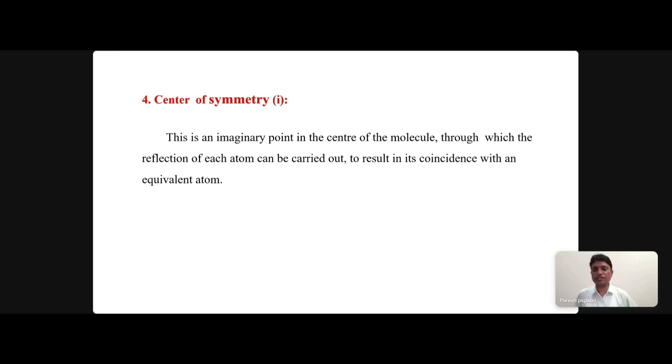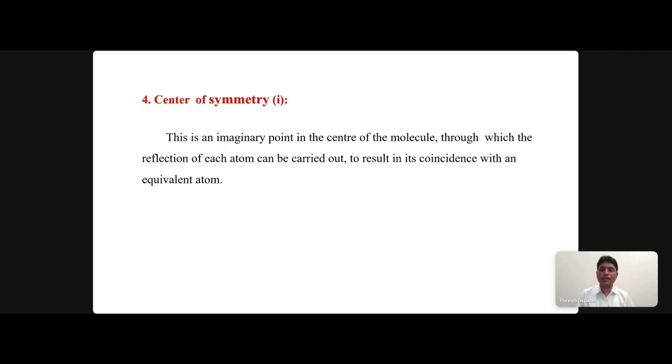Now the fourth type of symmetry element is the center of symmetry. Center of symmetry can be symbolized by i. This is an imaginary point in the center of the molecule through which the reflection of each atom can be carried out to result in its coincidence with an equivalent atom. It means in case of center of symmetry, we have to imagine a point, and with the help of that imaginary point, we have to invert each and every atom of the molecule. That type of symmetry is recognized as center of symmetry.